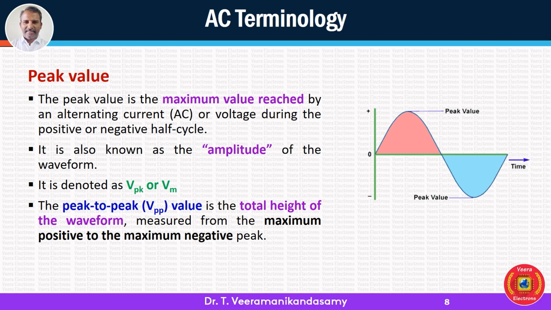Peak value. The peak value is the maximum value reached by an alternating current or voltage during either the positive or negative half cycle. It is also known as the amplitude of the waveform. The peak to peak value, VPP, is the total height of the waveform measured from the maximum positive peak to the maximum negative peak.